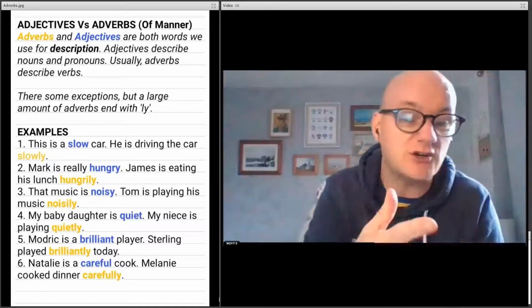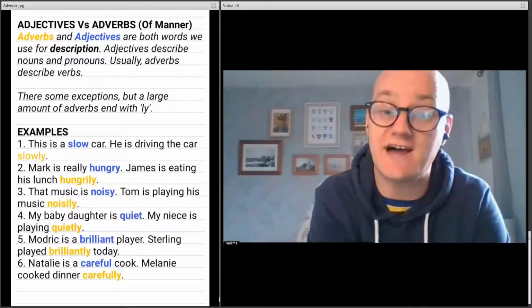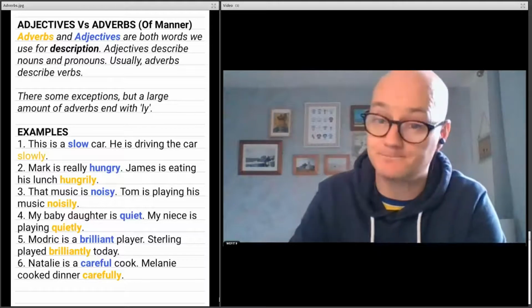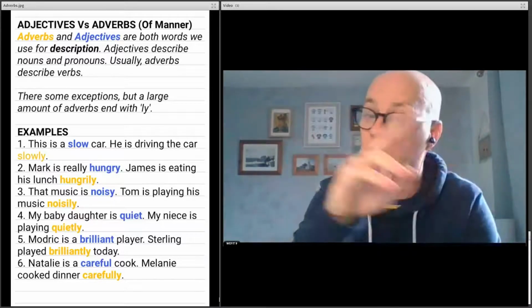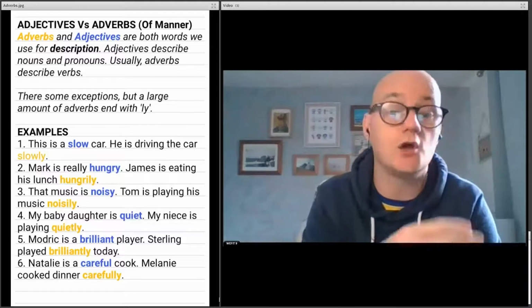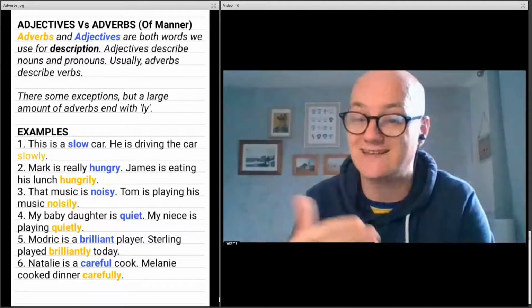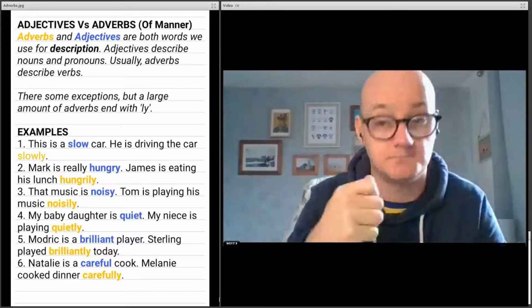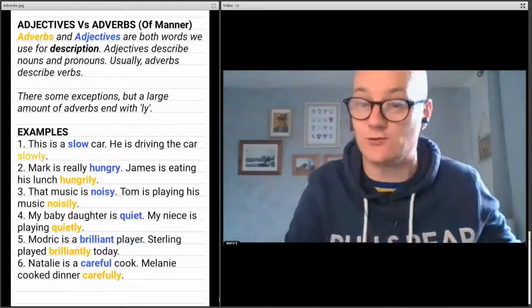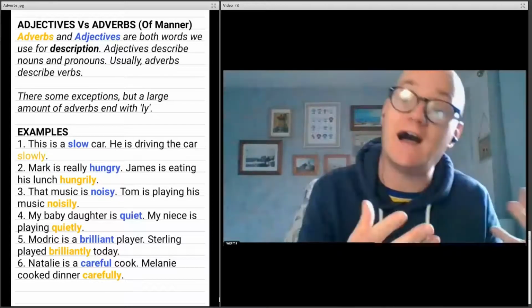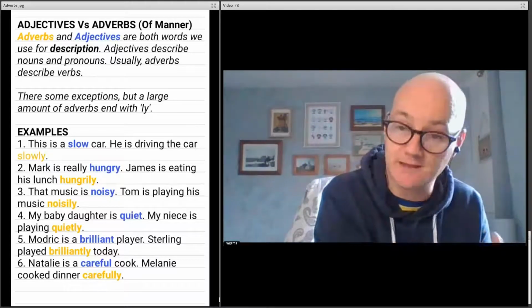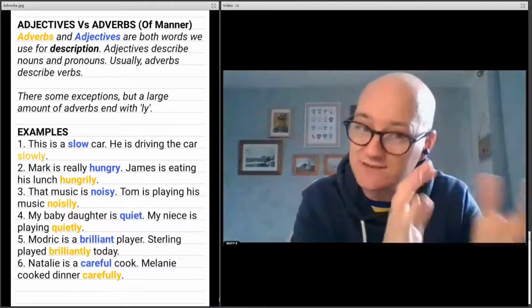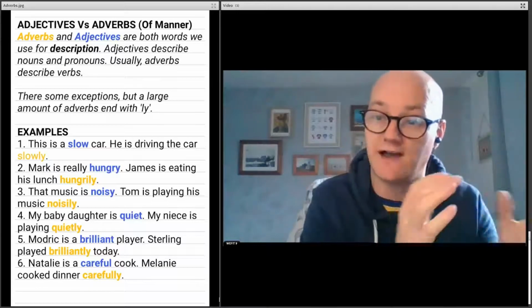If we look at number 3, you could say that music is noisy. Music is the noun, noisy is the adjective. Tom is playing his music noisily. So what you've got there, playing the music, violin or guitar or drums, and the adverb is noisily. That's the main difference between the adjective and the adverb.